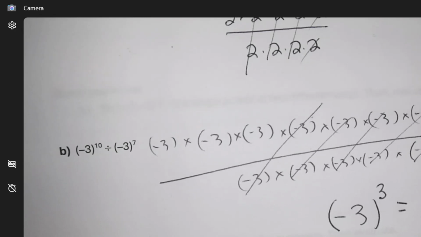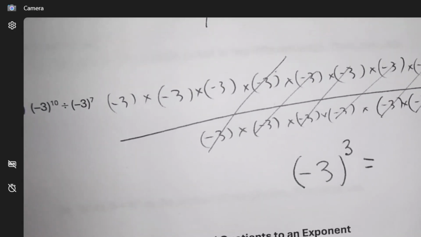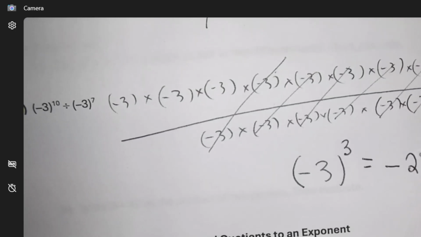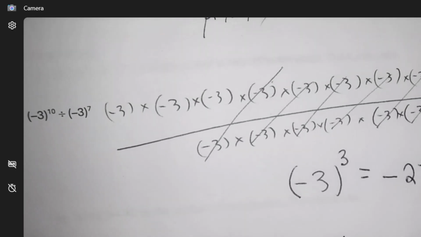Okay, we are going to do this with our brain power too. Evaluate. -27. Told you, odd amount of negatives.